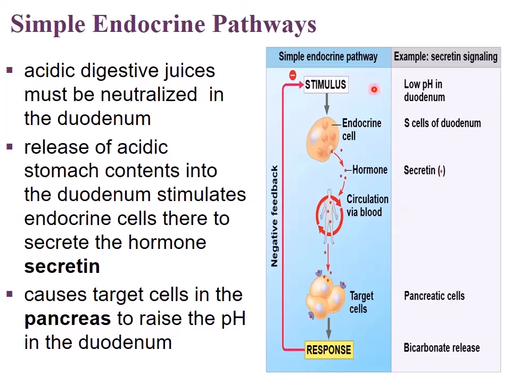So our stimulus here is a low pH in the duodenum, so low pH in that first part of the small intestine. That causes some cells of the duodenum to release a hormone called secretin. That hormone circulates in the blood. It reaches target cells in the pancreas, which release bicarbonate. Bicarbonate is alkaline or basic, so that will raise the pH back to a more neutral level there.